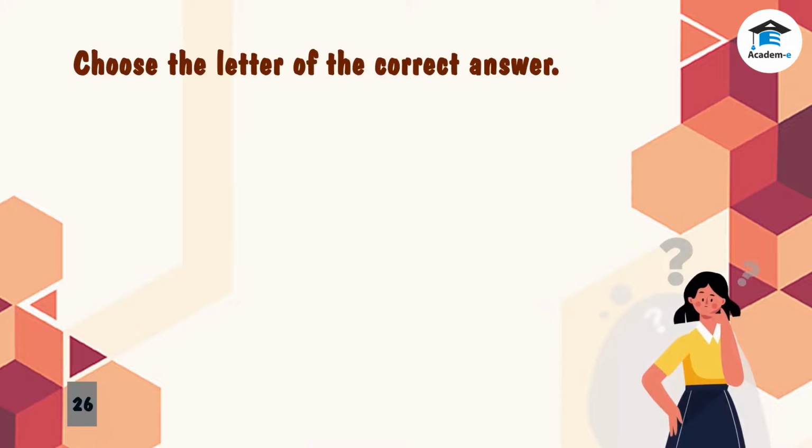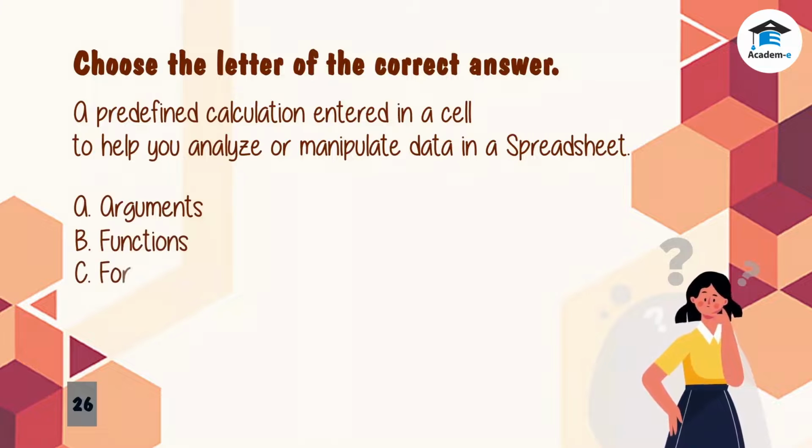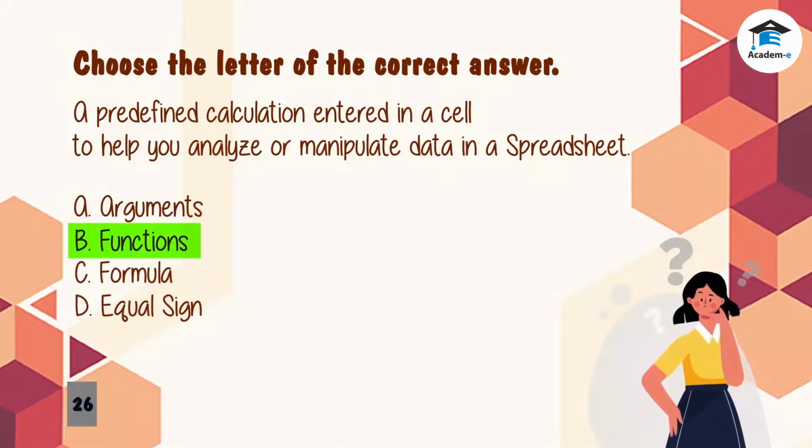Choose the letter of the correct answer. A predefined calculation, entered in a cell to help you analyze or manipulate data in a spreadsheet. A. Arguments. B. Functions. C. Formula. D. Equal sign. The answer is B. Functions.